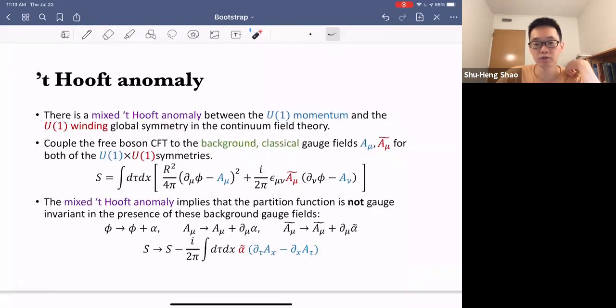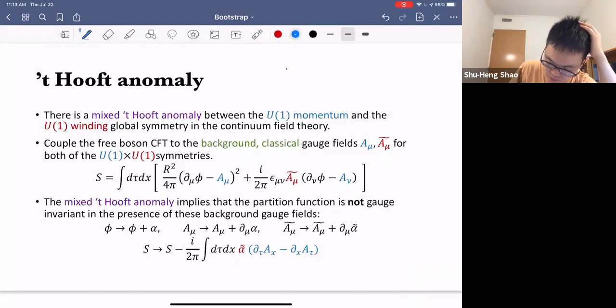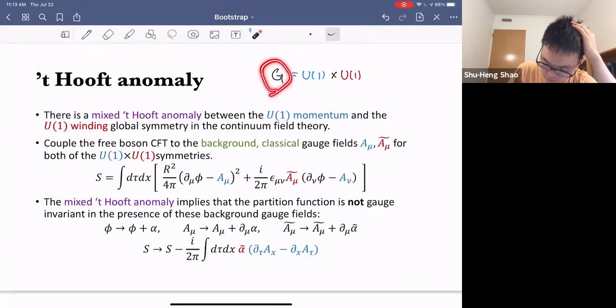Okay, now we can talk about the 't Hooft anomaly of this 1+1D free boson CFT. There's a mixed 't Hooft anomaly between the U1 momentum and U1 winding global symmetry of this continuum field theory. The adjective mixed means the following. One way to think about this 't Hooft anomaly is to view the group simply as U1 cross U1. Actually, let me write it in a more illuminating form. You can think about the group as U1 cross U1, and then there's a 't Hooft anomaly for this group.